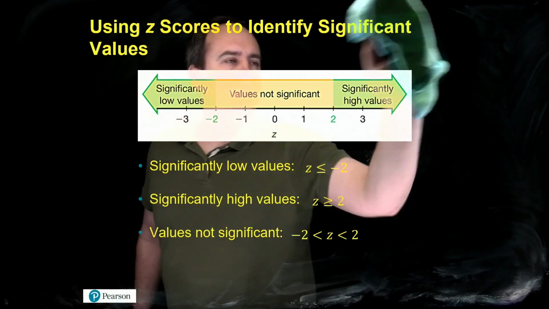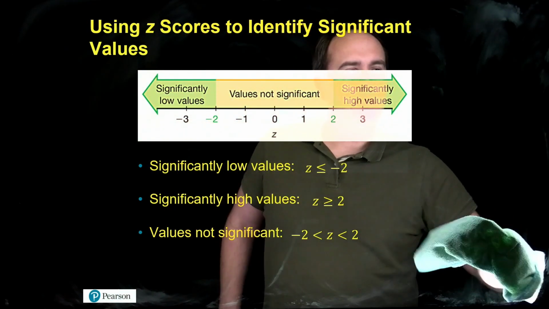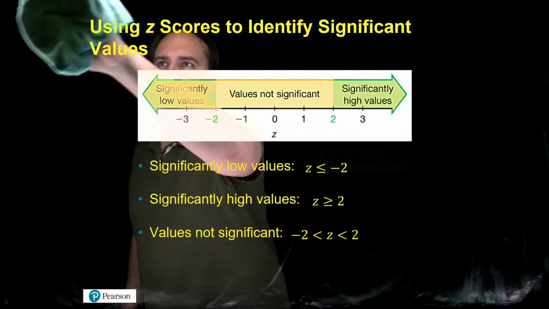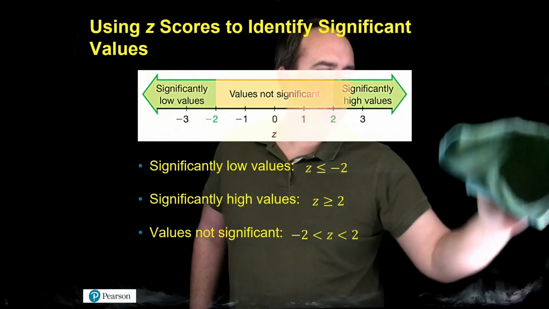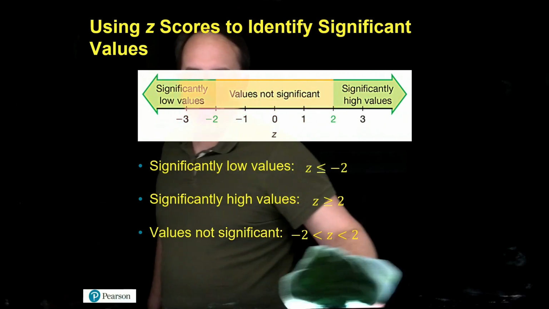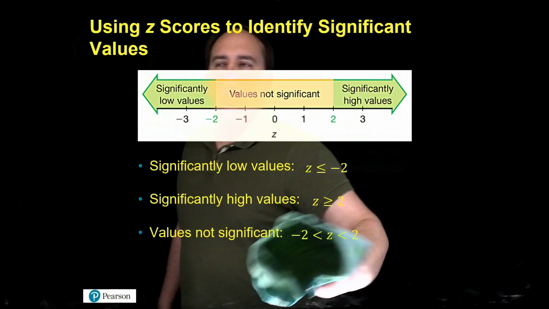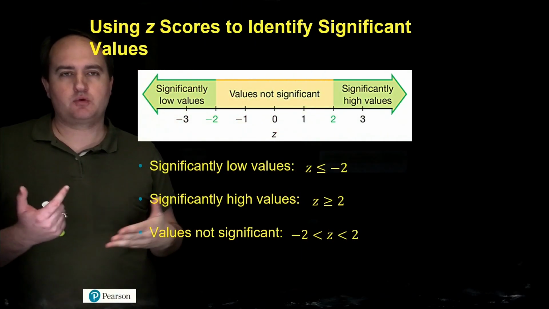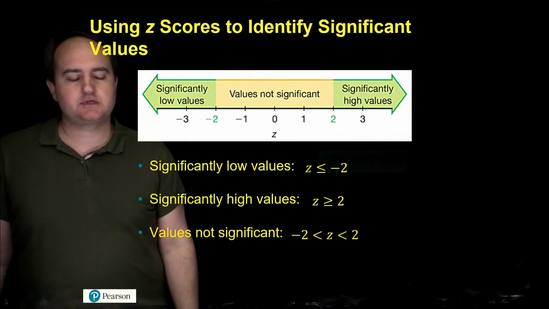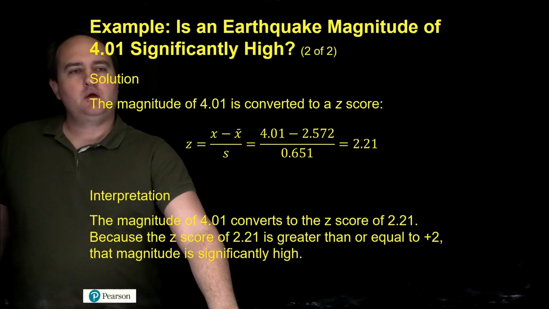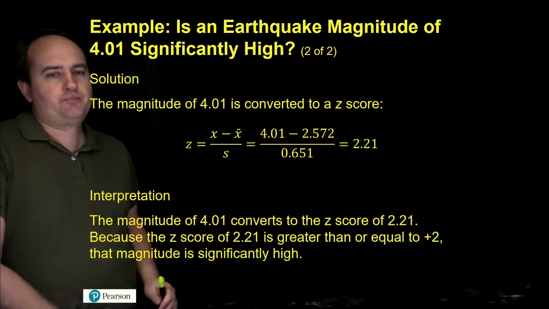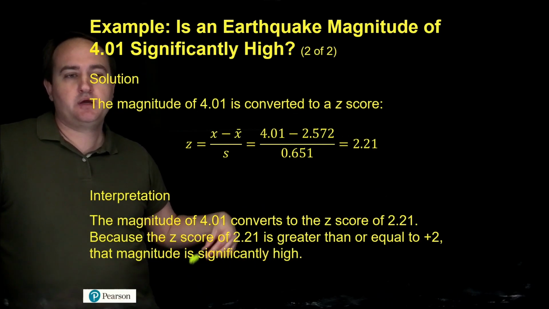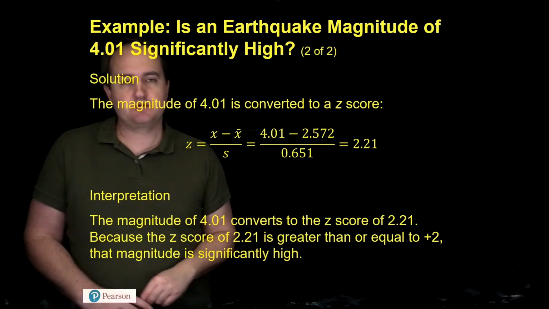Once you get comfortable calculating z-scores, it should be very quick to use the range rule of thumb, and it's also very easy to compare z-scores, as we did in the previous example. The magnitude is significantly high because 2.21 is greater than or equal to positive 2.